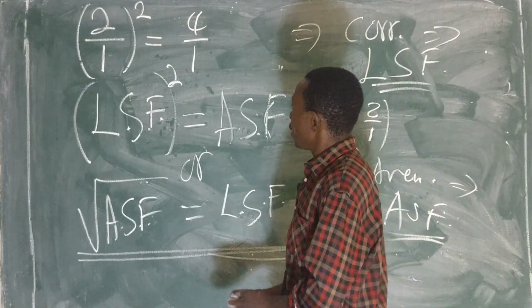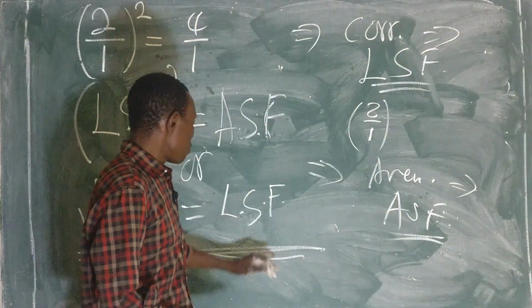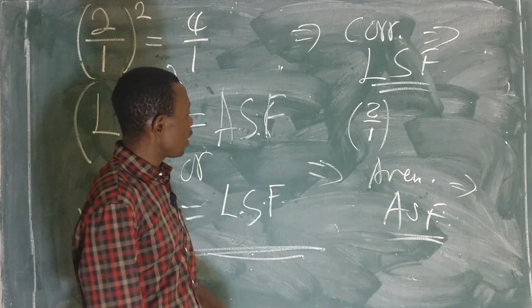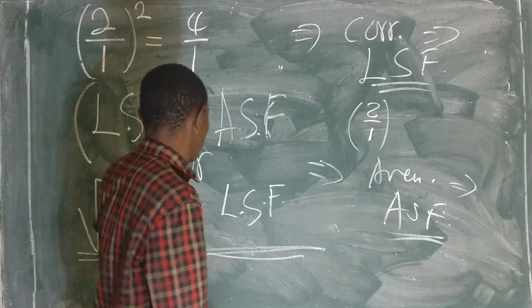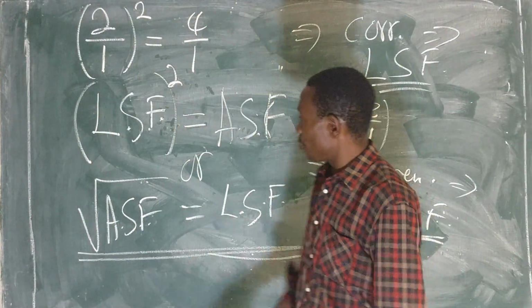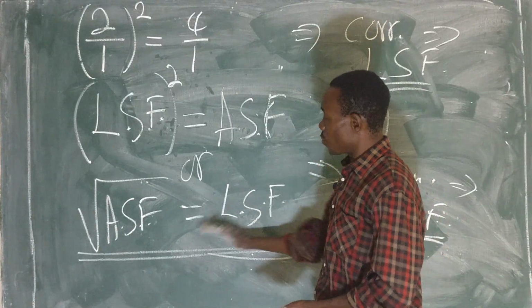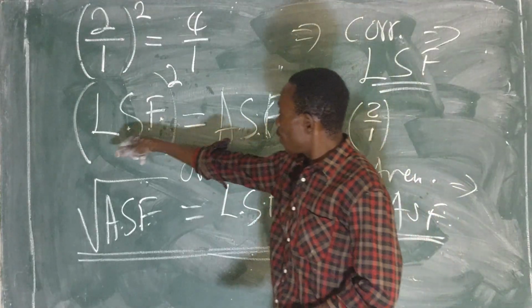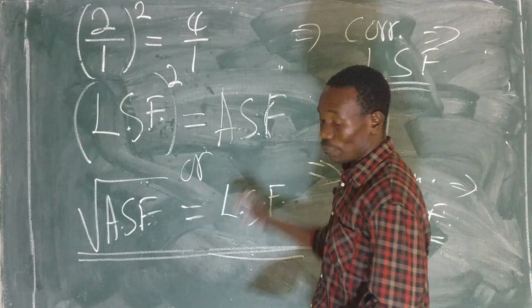This is what we need to know first. And thank you very much for being together. I know that you have captured something, but if you have missed something, try to play the video again, and you will see where this conclusion is coming from, because we have had a good activity that leads us into this conclusion. That is, the square of the LSF is equal to the ASF.